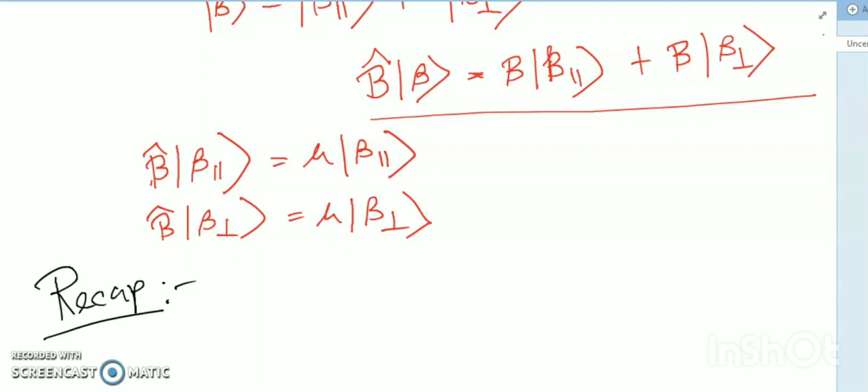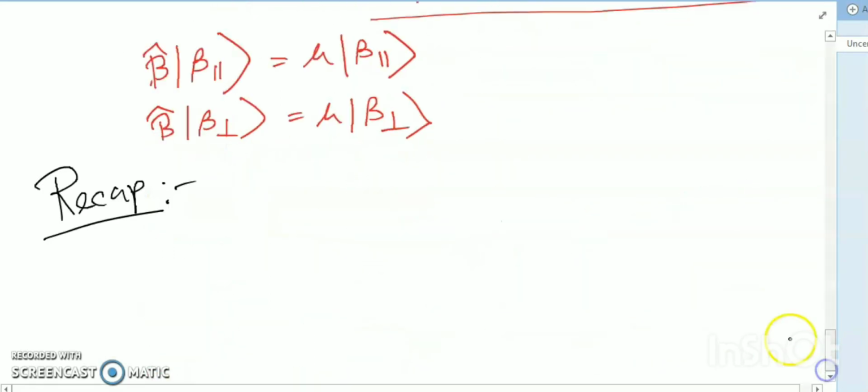So we learned about degeneracy, and the next question: what does this imply about commuting observables? So we take A and B, and grab any eigenvector from A's eigenbasis.